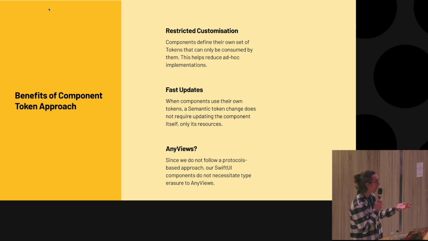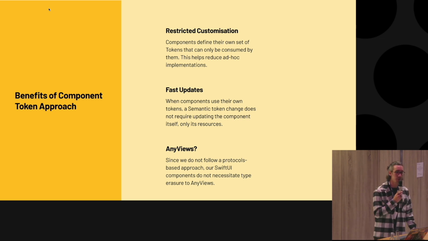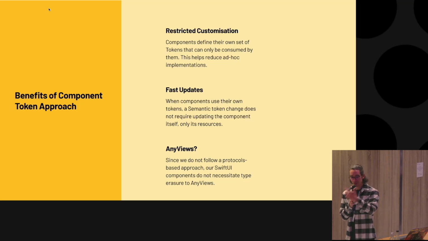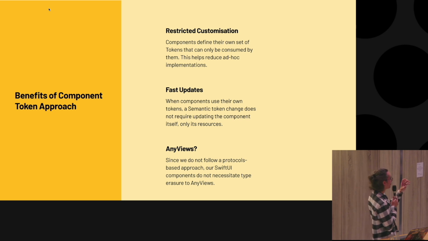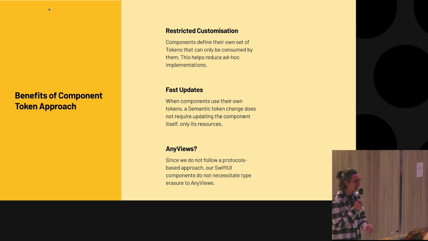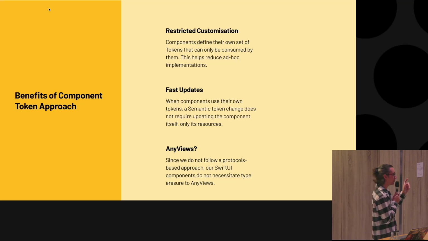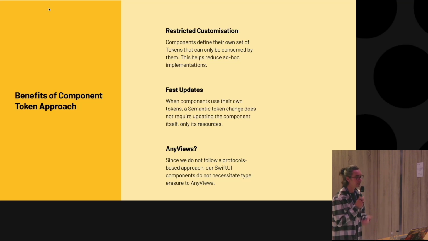So, benefits from going with this approach: restricted customization. Because you have tokens, component tokens, and you're expecting a very specific subset of tokens, your components become much more restricted and tied to your design system rules, which is exactly what we want. We don't want a UI kit again. We are building a design system, and that's good.